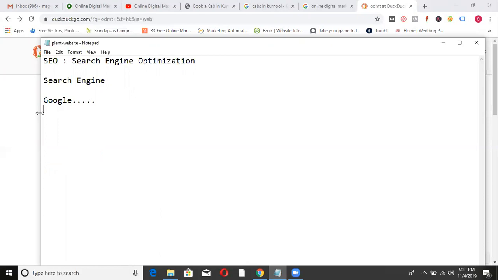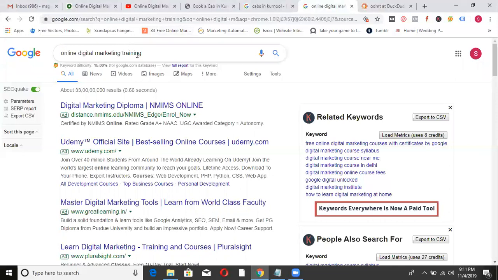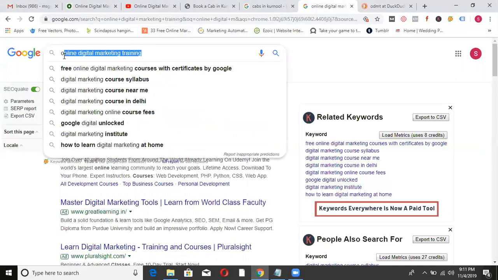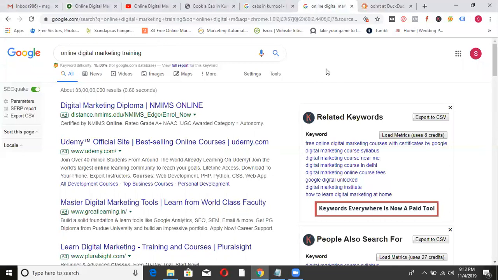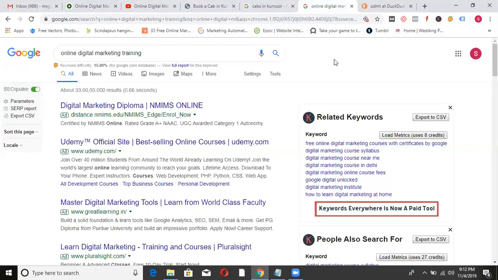Learn about Google already. When you open Google and you search something, this is called a keyword. Whatever you search, that is called a keyword. These keywords are of two types. This is called a long tail keyword because it's more than 2 words. If you simply type digital marketing, it's called a short tail keyword. It's very hard to come on top for short tail keywords.